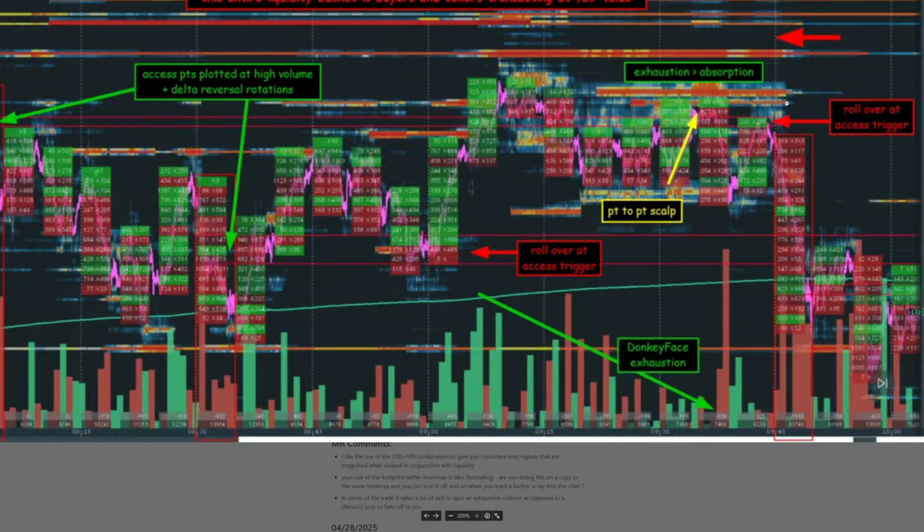What I'm calling an access trigger is where price revisits that high volume node from that previous high volume rotation. From your delta reversal pattern, yeah, and you'll notice price rolls over right at that level. Nice.